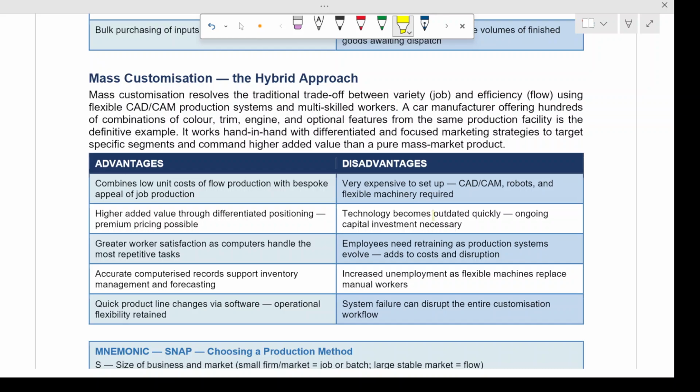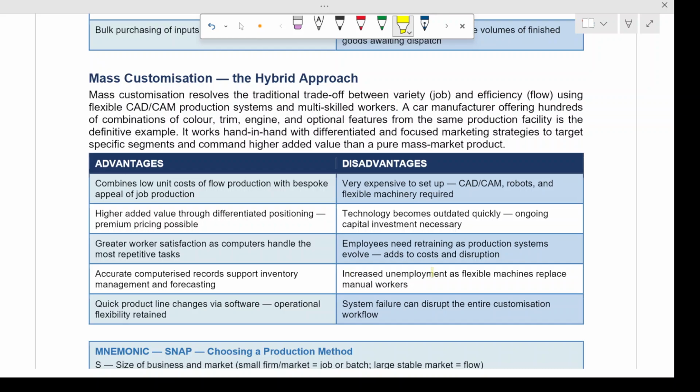This means that because it heavily relies on modern computer techniques, because of the quick advancements in the tech space, things can get outdated quite quickly. The next one is that employees need retraining as production systems evolve, and this adds to cost and disruption, which is linked with the previous point that since everything is moving at a faster pace, you have to keep training your employees, and that also costs a lot of money.